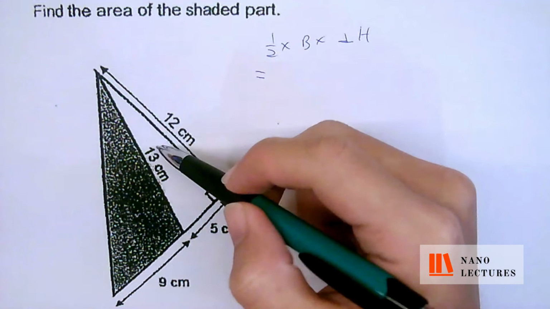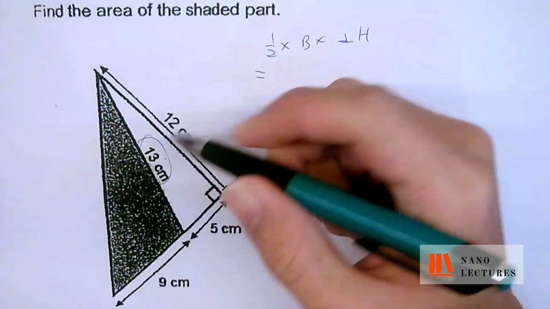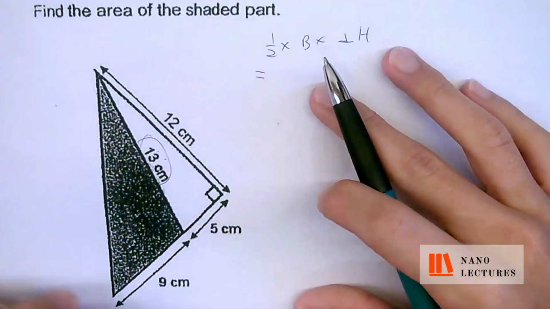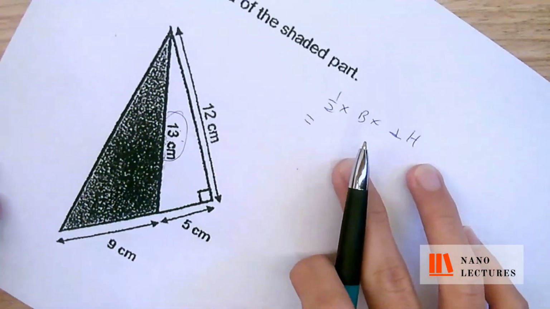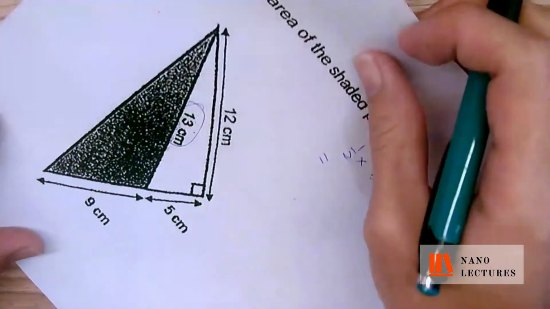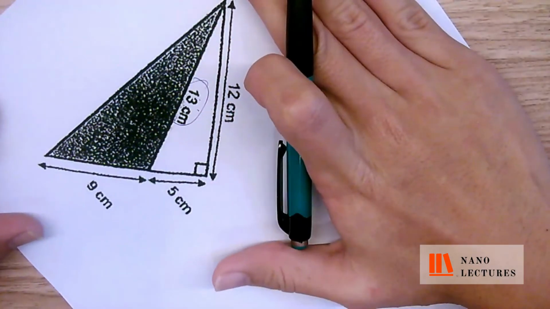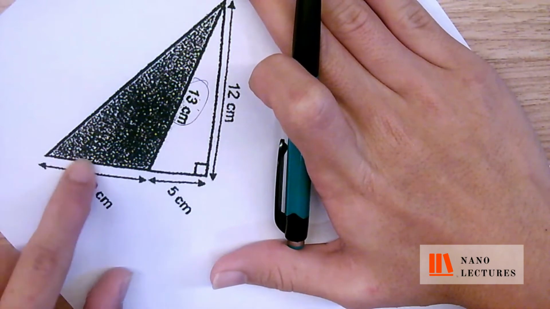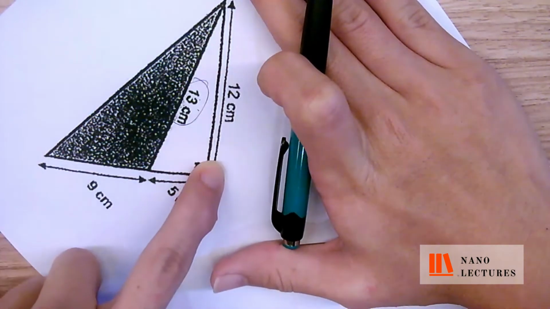Okay, can I use 13? No, I can't, because 13 is not perpendicular to this 9 cm. It is a slanted height. Okay, so I'm going to rotate it to make it easier for you all to see. Now, just take a look at this. 13 is obviously slanted compared to 9, right? Whereas 12 is perpendicular to 9.